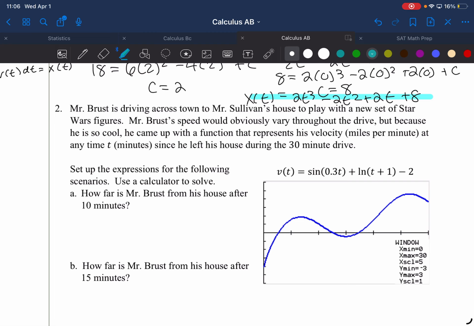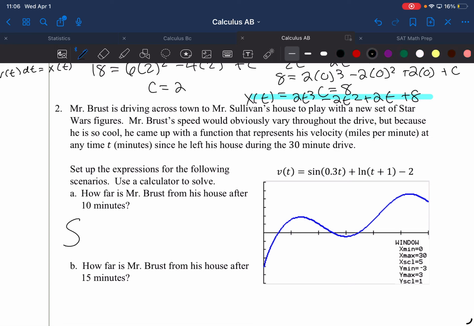So again, anytime it says use a calculator, you're going to be plugging it into Desmos. So part A says how far is Mr. Burst from his house after 10 minutes? In order to find the distance, this is the position function, and we're given the velocity function, we have to integrate that to find out this answer. So we're going to do the integral.